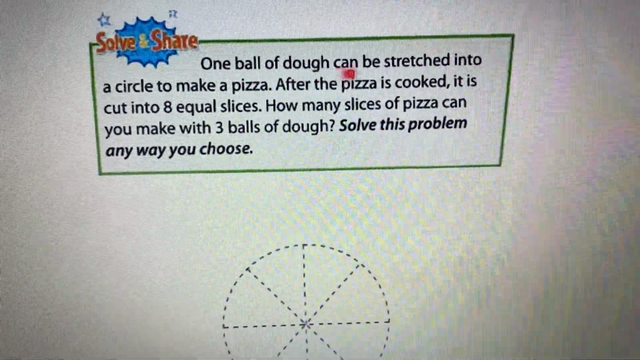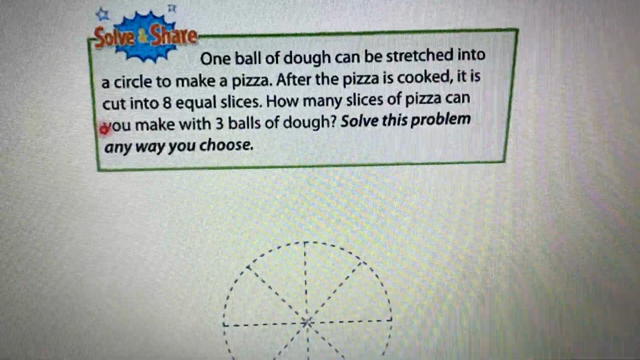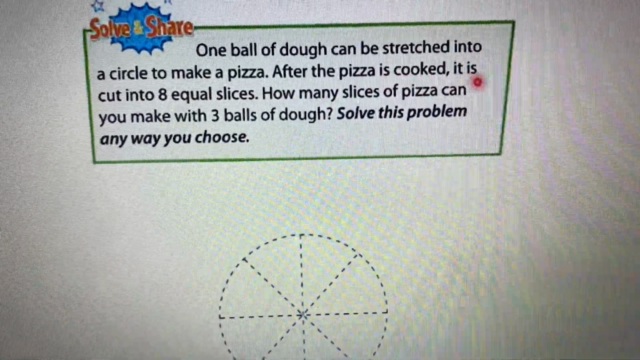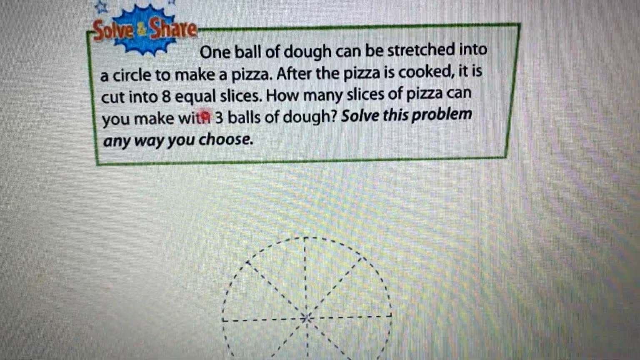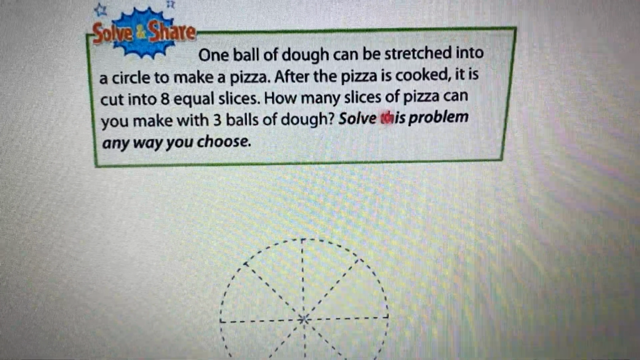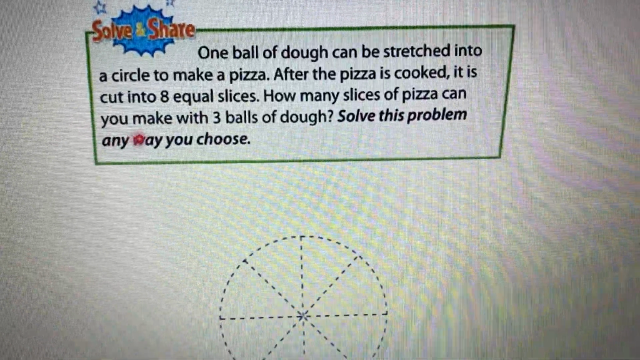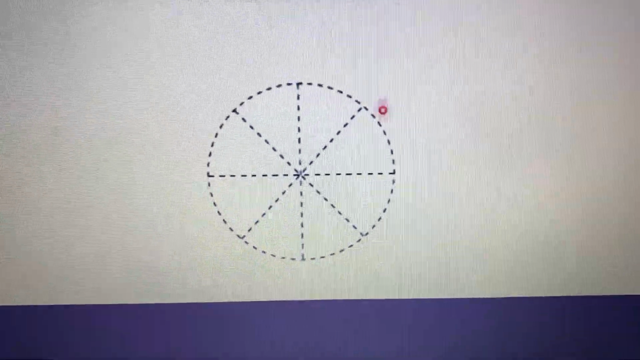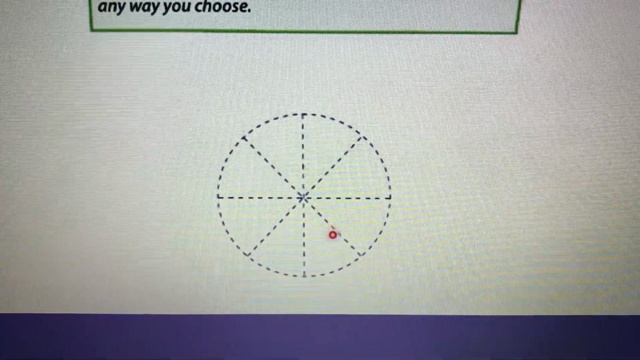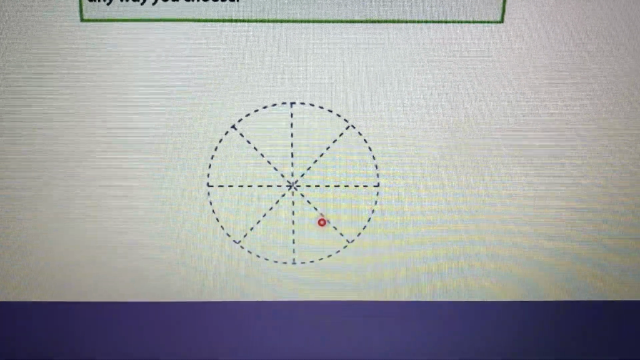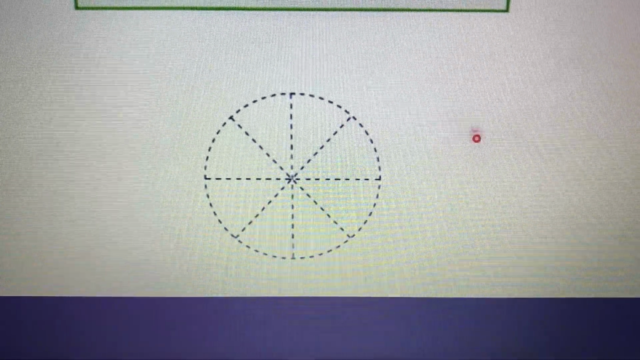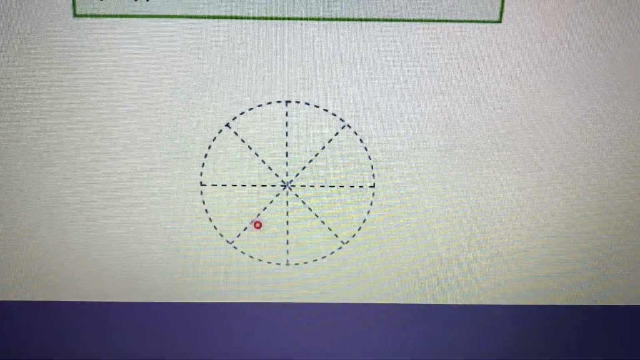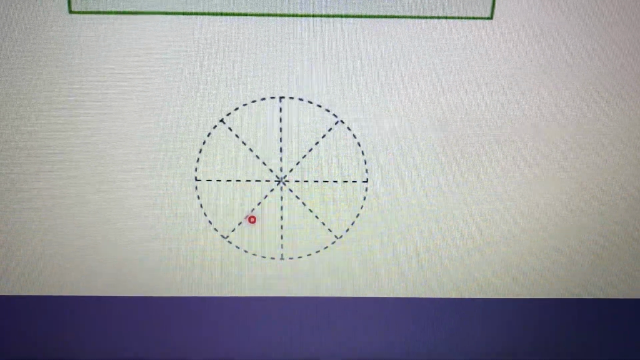One ball of dough can be stretched into a circle to make a pizza. After the pizza is cooked, it is cut into 8 equal slices. How many slices of pizza can you make with 3 balls of dough? So here I have one ball of dough, and what if I have 3? Now the one dough I can cut into 8 equal slices.